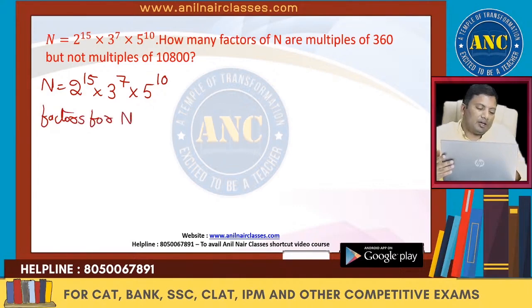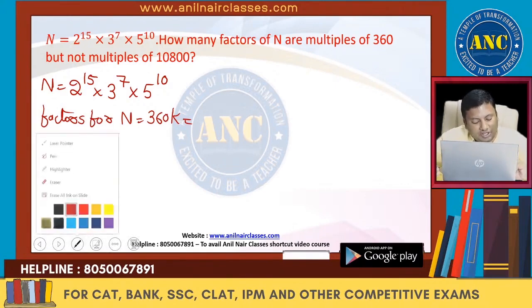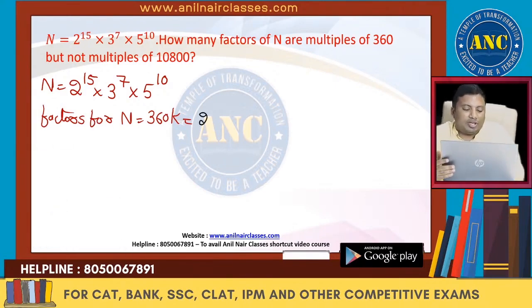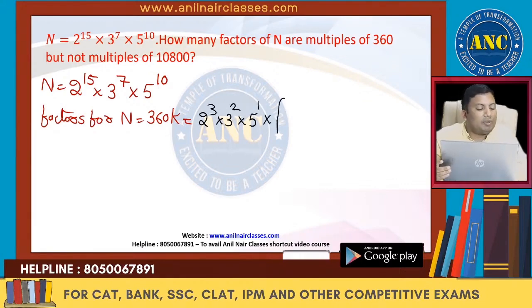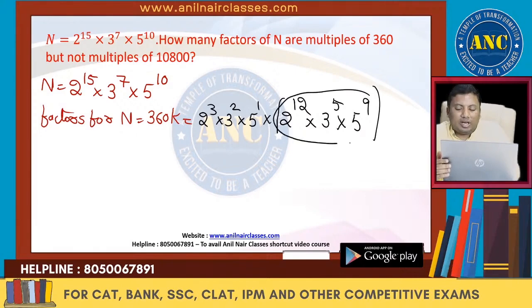Factors of n which are multiples of 360. Any multiple of 360 is of the form 360 into something. 360 is 8 into 9, 72, into 5. 360 into what is remaining? For 2 power 15, 2 power 3 is taken, remaining is 2 power 12. 3 square is taken, remaining is 3 power 5. 5 power 1 is taken, remaining is 5 power 9. These are the numbers which are multiples of 360.